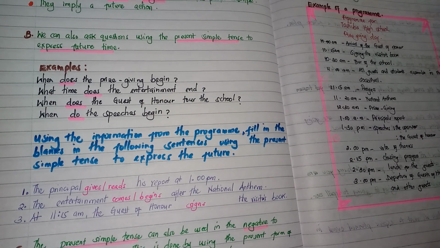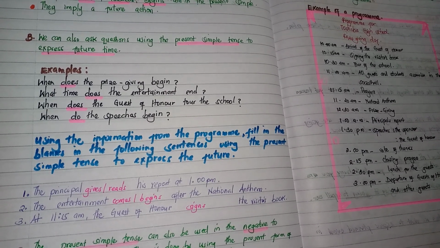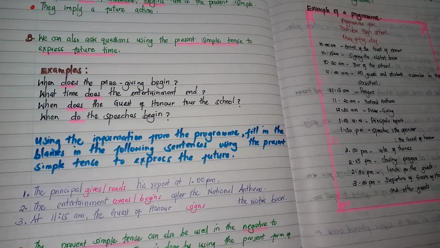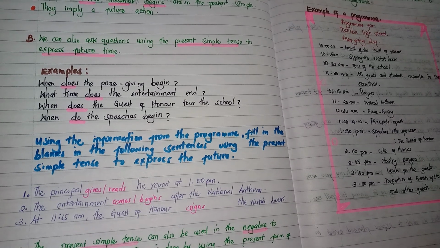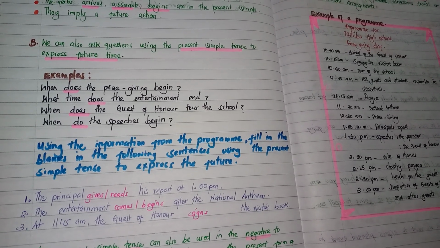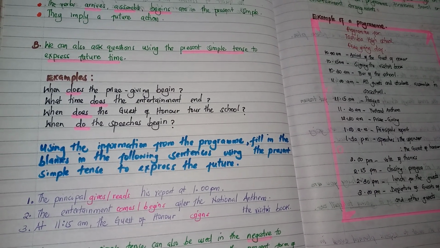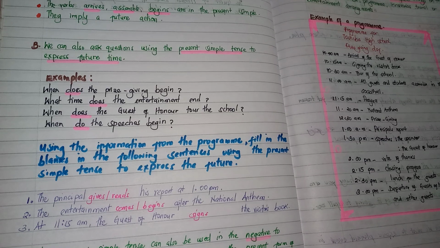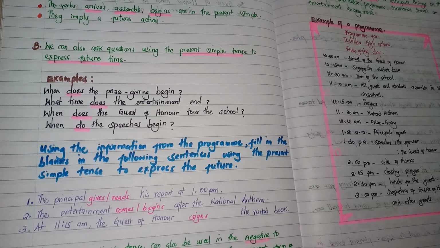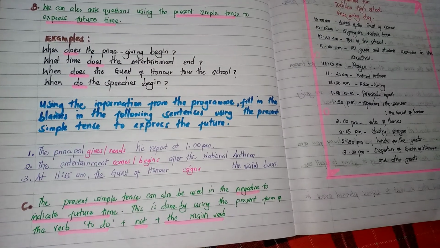2. The entertainment dash after the national anthem. When we fill this using the present simple tense to express the future, we will have the entertainment comes or begins after the national anthem. And 3. At 11:15 a.m. the guest of honor dash the visitor's book. At 11:15 a.m. the guest of honor signs the visitor's book.